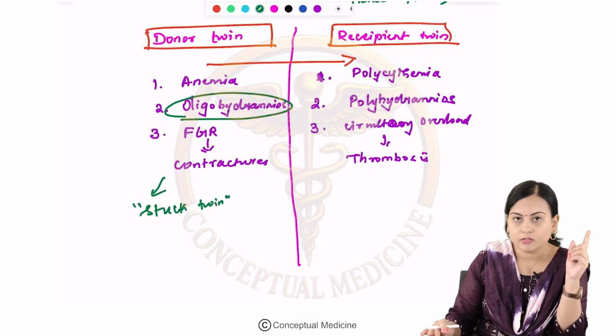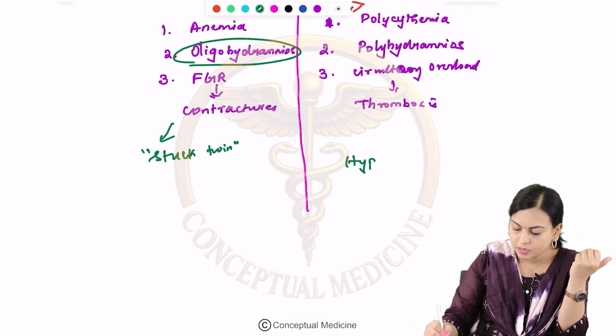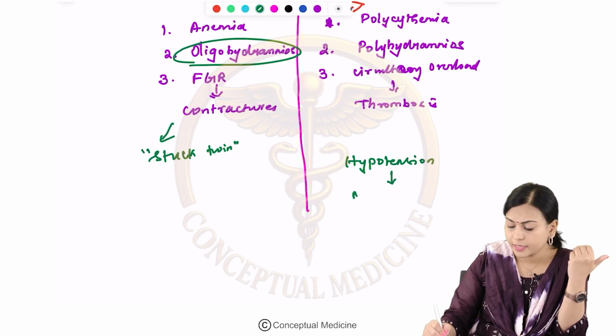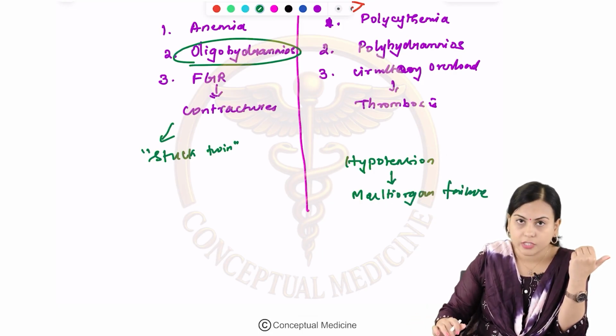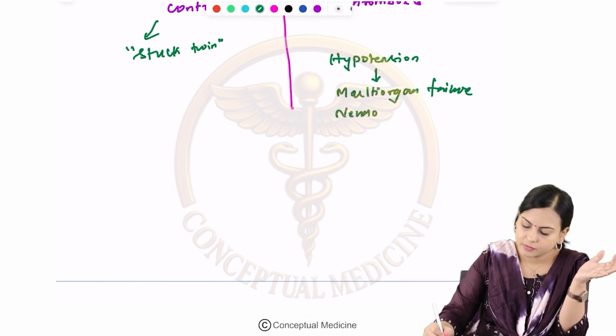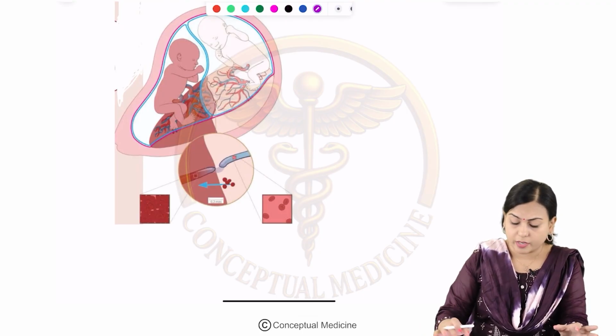Also remember, if either of the twin dies, there will be severe hypotension that will be resulting in multi-organ failure and neurological damage in the surviving fetus. Okay, now let's see this diagram for better understanding.